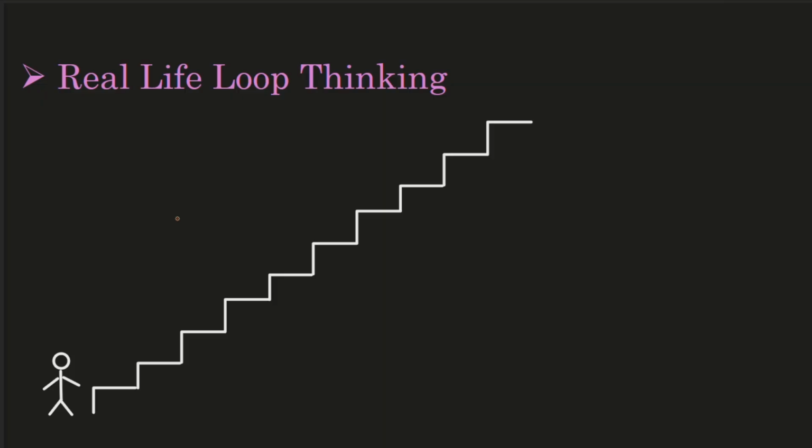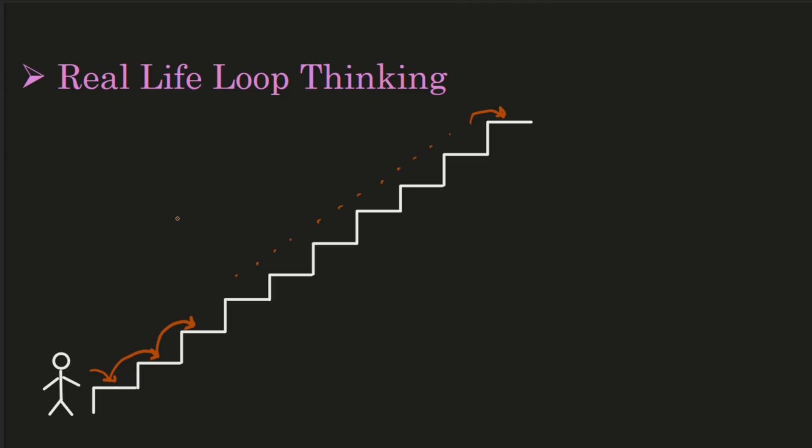Real-life loop thinking. Let's try another fun one. Imagine you're climbing stairs. You start at the bottom and take one step at a time until you reach the 10th step. That's a loop. You're repeating the action. Take a step, check if you're done, until the condition is met.